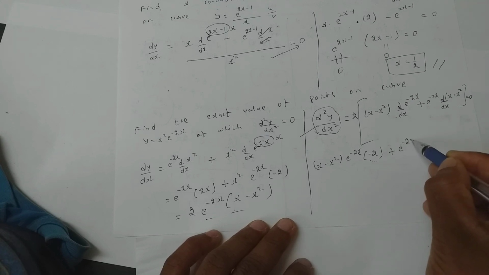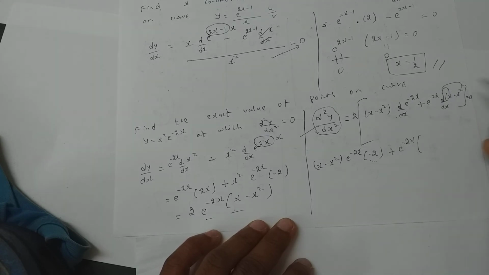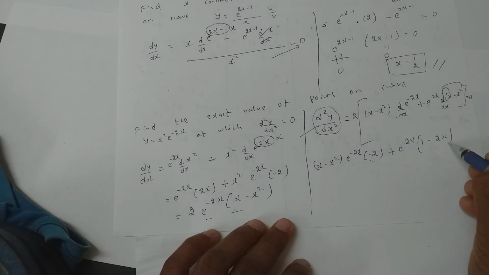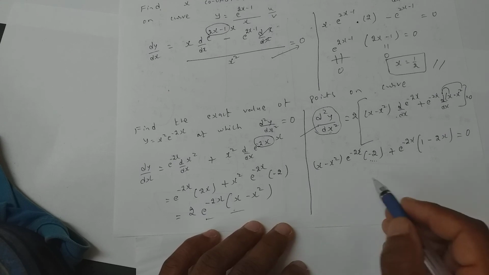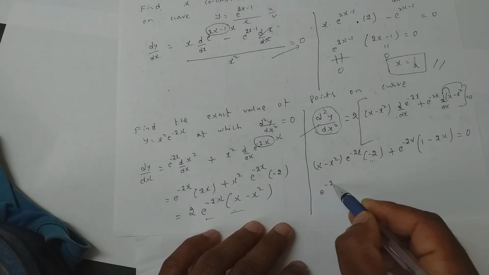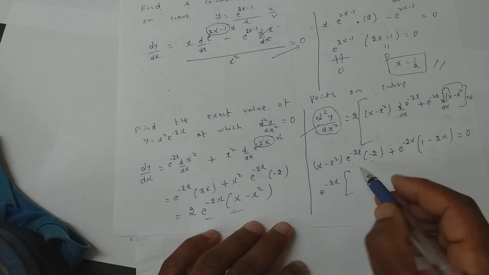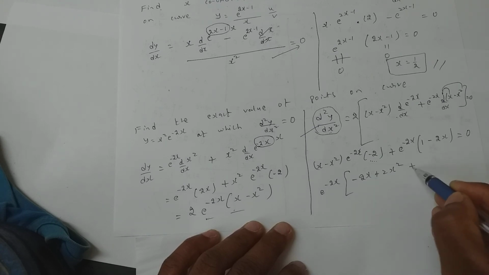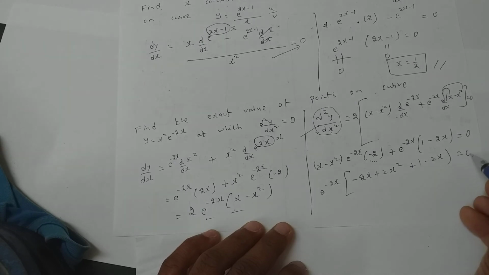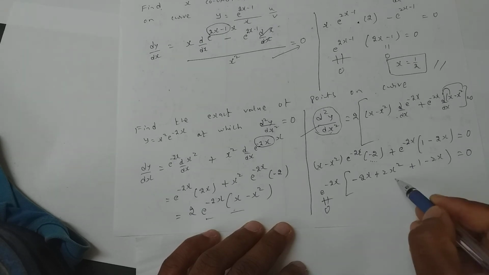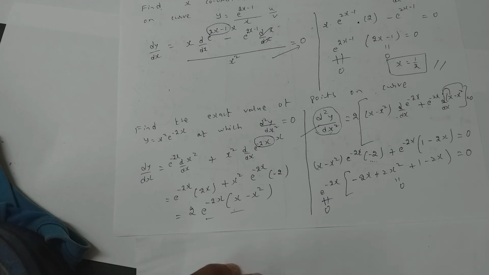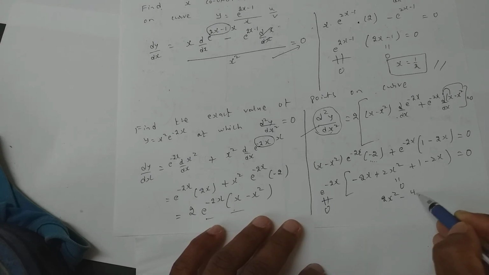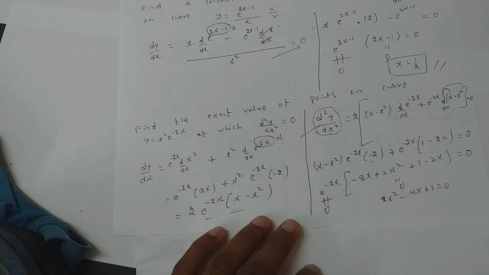Plus e power minus 2x into, this applies to each. So when it is applied on x, I get 1. On x square, I get 2x, equal to 0. Now what can I take common? E power minus 2x can be taken common. So what do I get? Minus 2x plus 2x square plus 1 minus 2x equal to 0. This can never be 0. So equate this to 0. When I equate this to 0, what do I get? 2x square minus 4x plus 1 equal to 0.